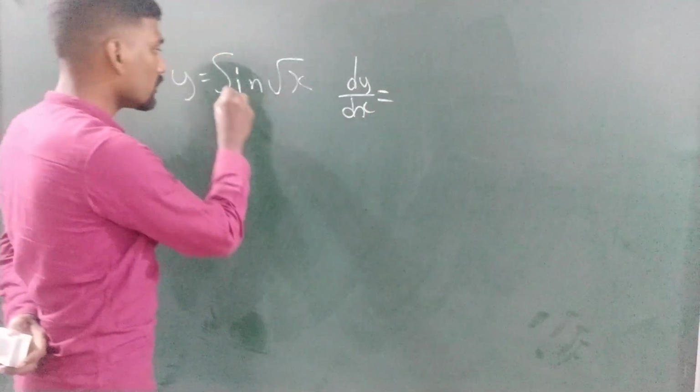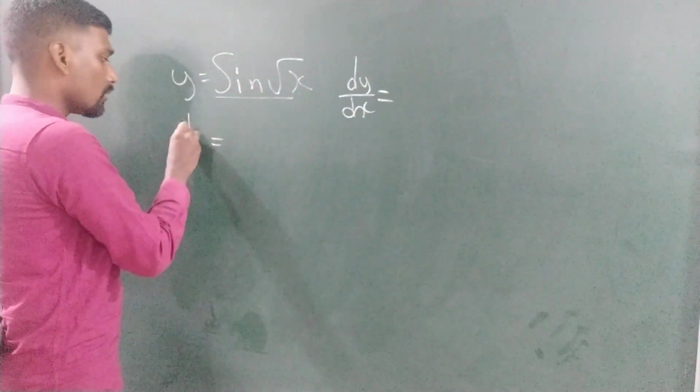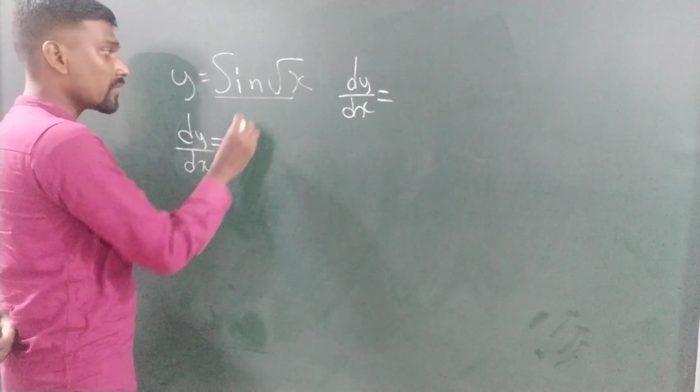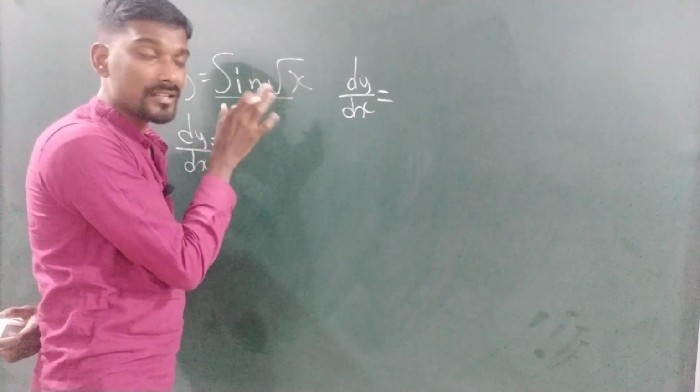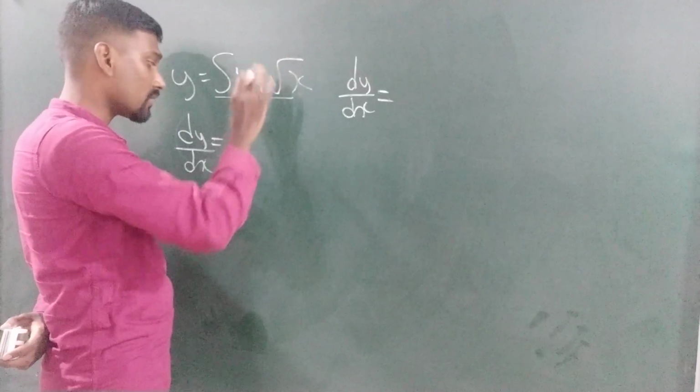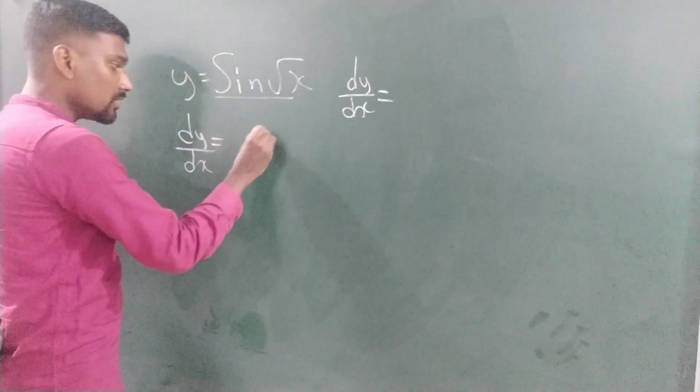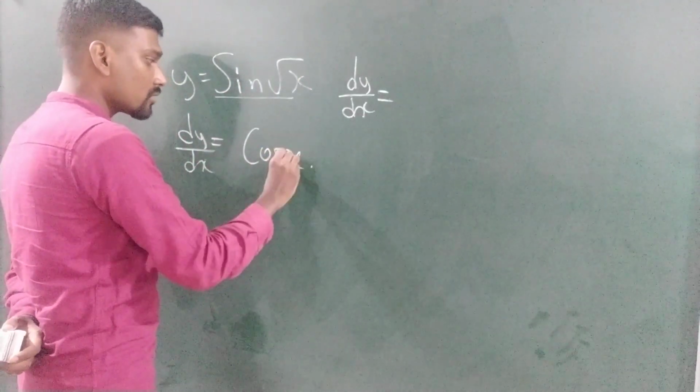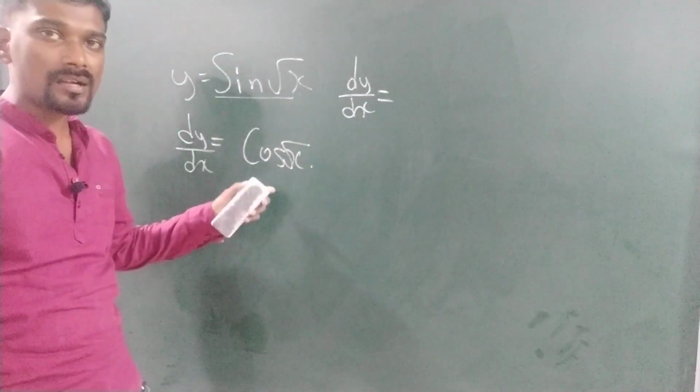So now I am going to differentiate sine root x. What is the differentiation of sin x? This I am considering as sin x. This complete thing is a function, but I consider it as sin x. So here it will become cos root x. Correct? It will become cos root x.